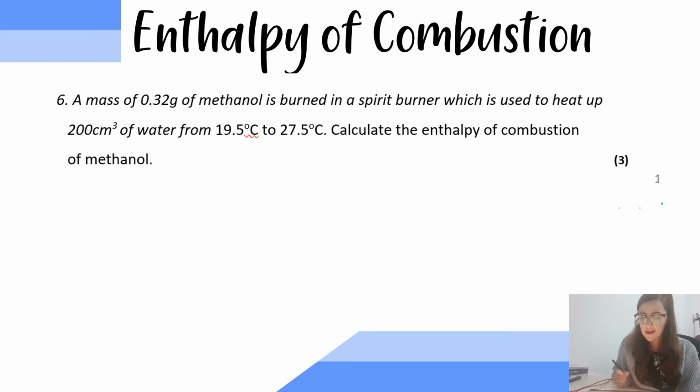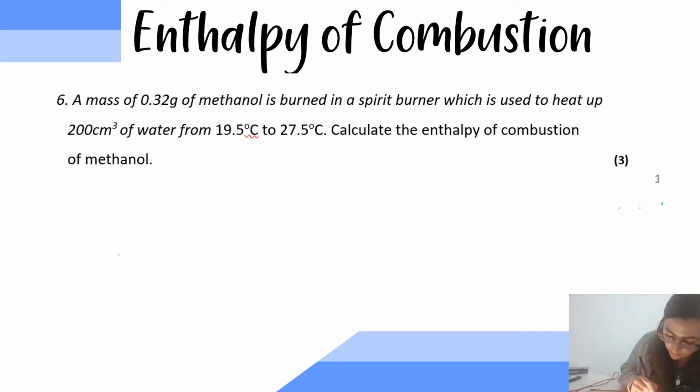For question 6, it says a mass of 0.32 grams of methanol is burned in a spirit burner, which is used to heat up 200 centimeters cubed of water from 19.5 to 27.5 degrees. Calculate the enthalpy of combustion of methanol. So we are having to do two steps here. First, calculate the energy released. Secondly, calculate the enthalpy of combustion.